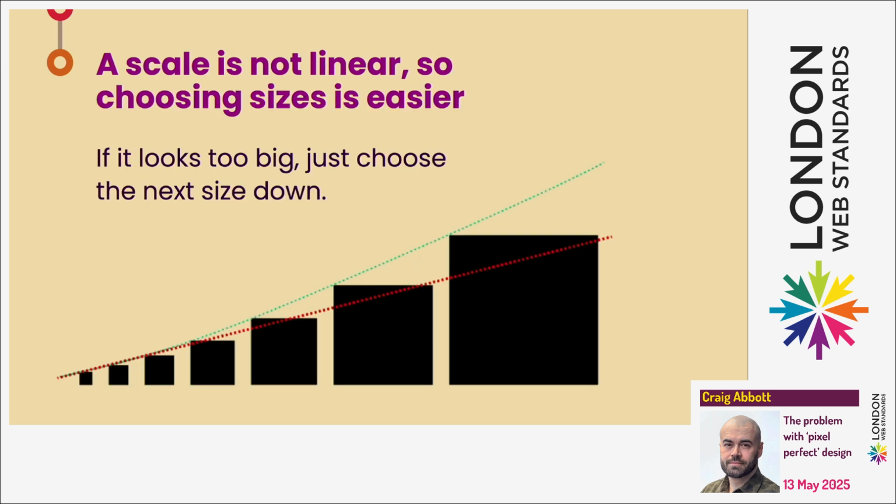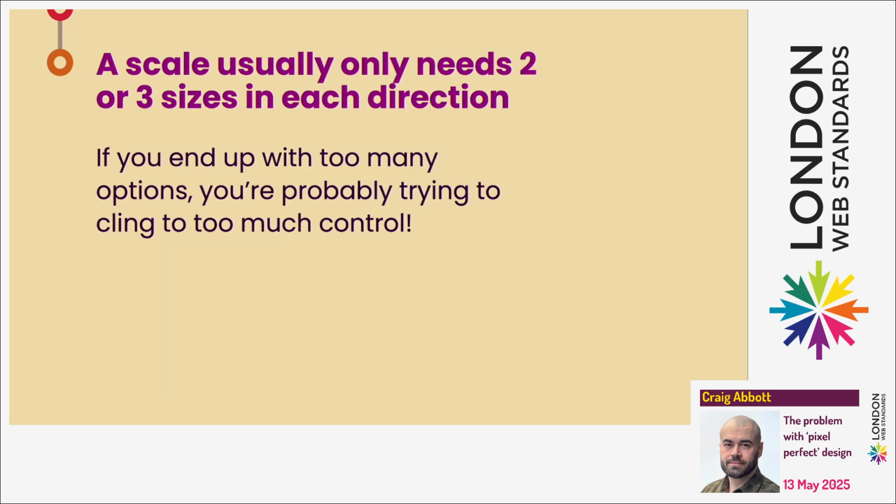And the scale is not linear, so choosing sizes becomes easier as a designer. If it looks too big, then we just use the next size down and we don't have to sit and eyeball things anymore. The whole idea of it being non-linear means that you don't end up with increments of like 10 pixels, which is what I assume some designers would try to do just to maintain some semblance of control. And I think this is a good point to make: your scale should only need 2 or 3 sizes in each direction most of the time.